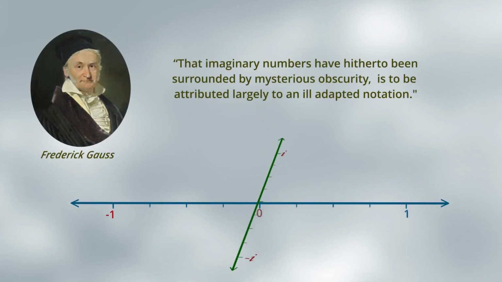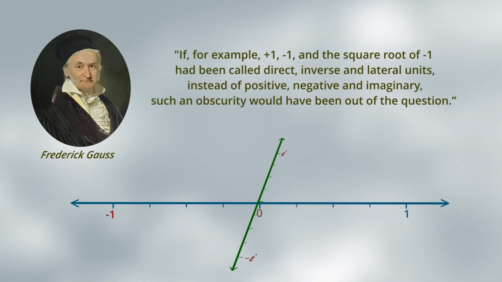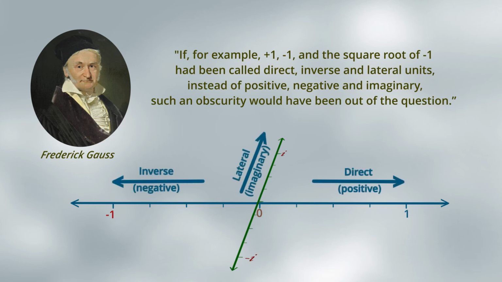Frederick Gauss, one of history's influential mathematicians, once wrote that the mysterious obscurity that has hitherto surrounded imaginary numbers is to be attributed largely to an ill-adapted notation. If, for example, +1, -1, and the square root of -1 had been called direct, inverse, or lateral, instead of positive, negative, and imaginary, such an obscurity would have been out of the question.